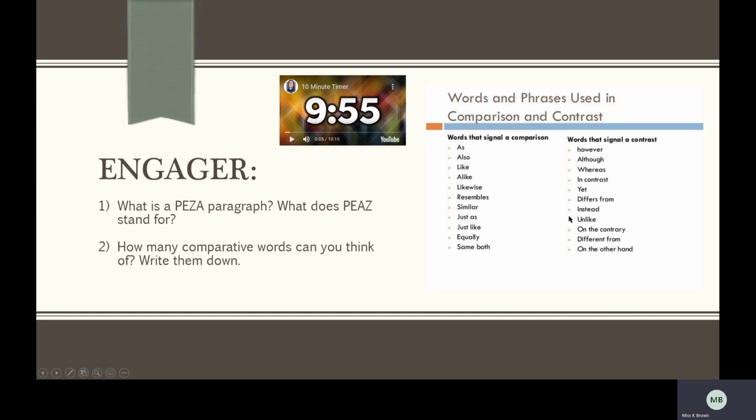If you're writing about a similarity, you'd use some of these words. If you are looking at a difference, you would look at some of these words. Don't bother writing every single one of them down. Perhaps just make sure that you've got 5 or 6 comparative words down for each, and then we'll move forward.